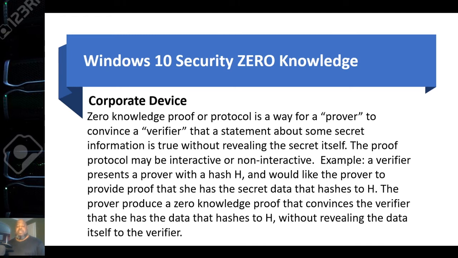Example: a verifier presents a prover with the hash H and would like the prover to prove that she has the secret that hashes to H. The prover produces a zero-knowledge proof that convinces the verifier that she has the data that hashes to H without revealing the data itself to the verifier. Right, so that's the new part of zero knowledge. So let's look at that.